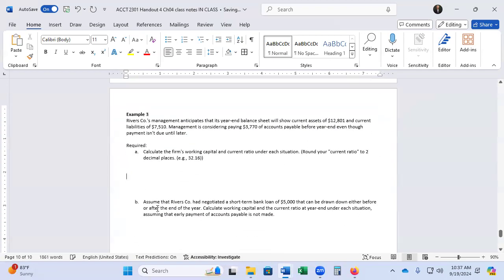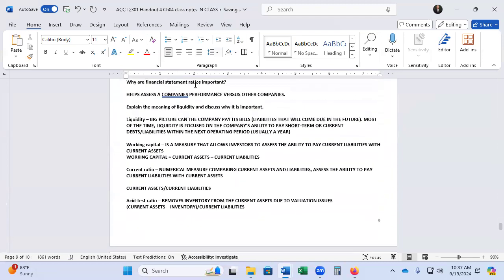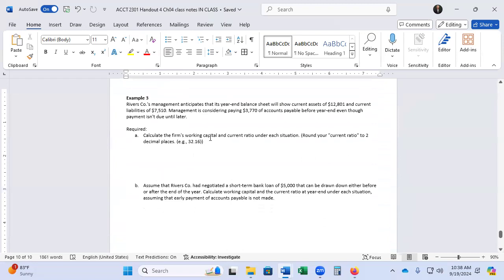All right, I'm going to jump in and just do a quick example 3. I'll leave those up so you can keep writing. Okay, calculate the firm's working capital and current ratio under each situation. So the first situation, management doesn't pay 3770 of AP before year end.